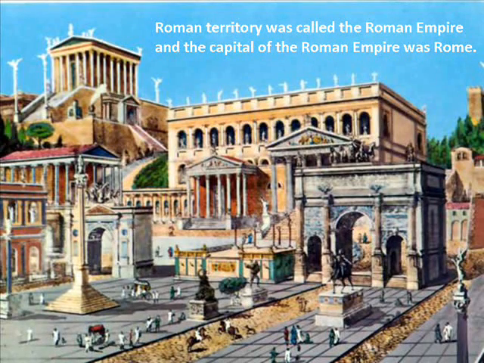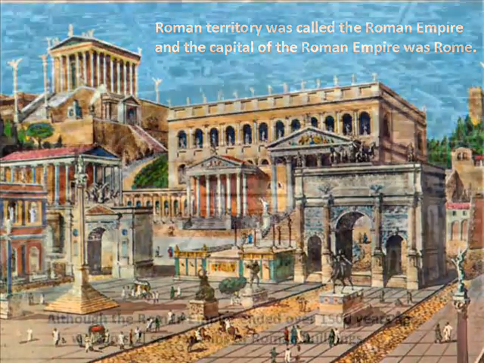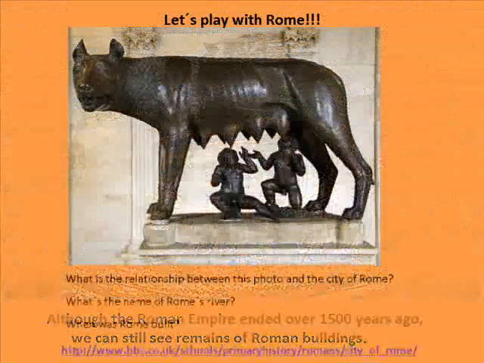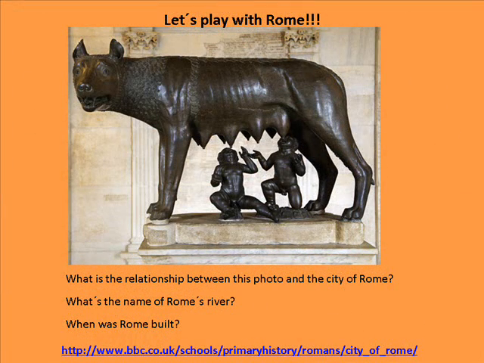One of the most important civilizations in ancient history was the Roman civilization. Roman territory was called the Roman Empire, and the capital of the Roman Empire was Rome. Although the Roman Empire ended over 1,500 years ago, we can still see remains of Roman buildings. Let's see what you know about Rome.